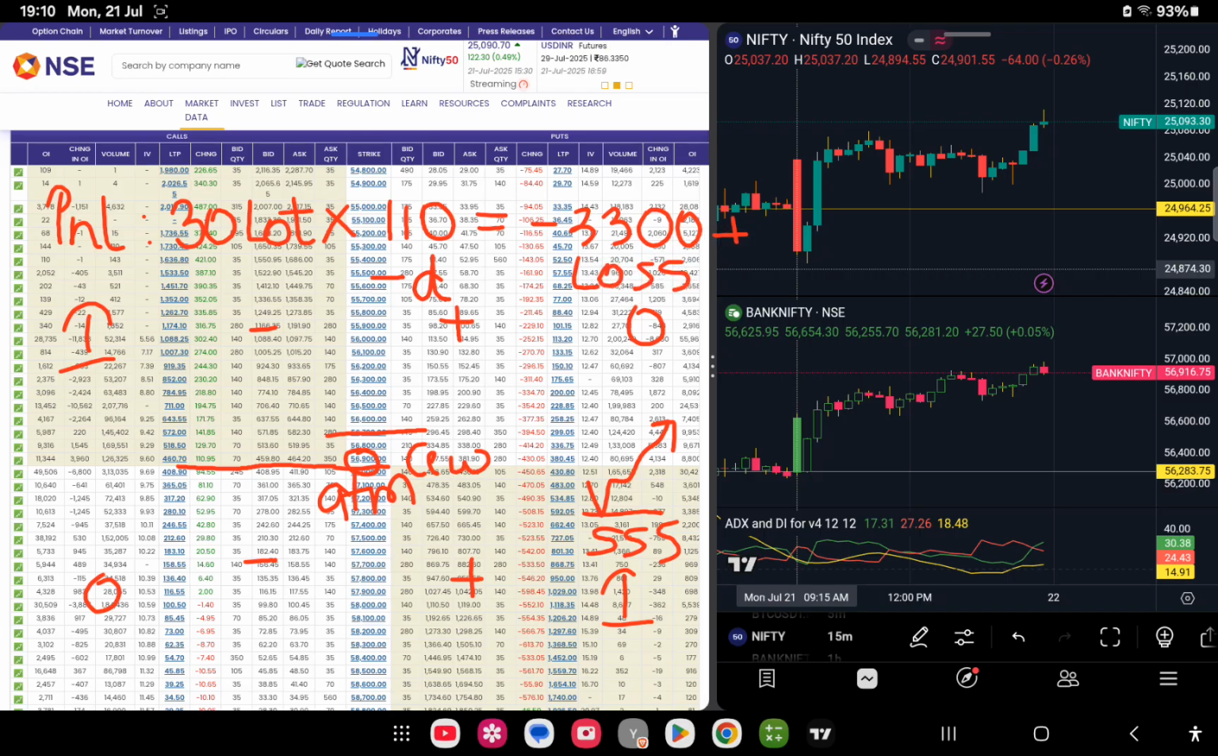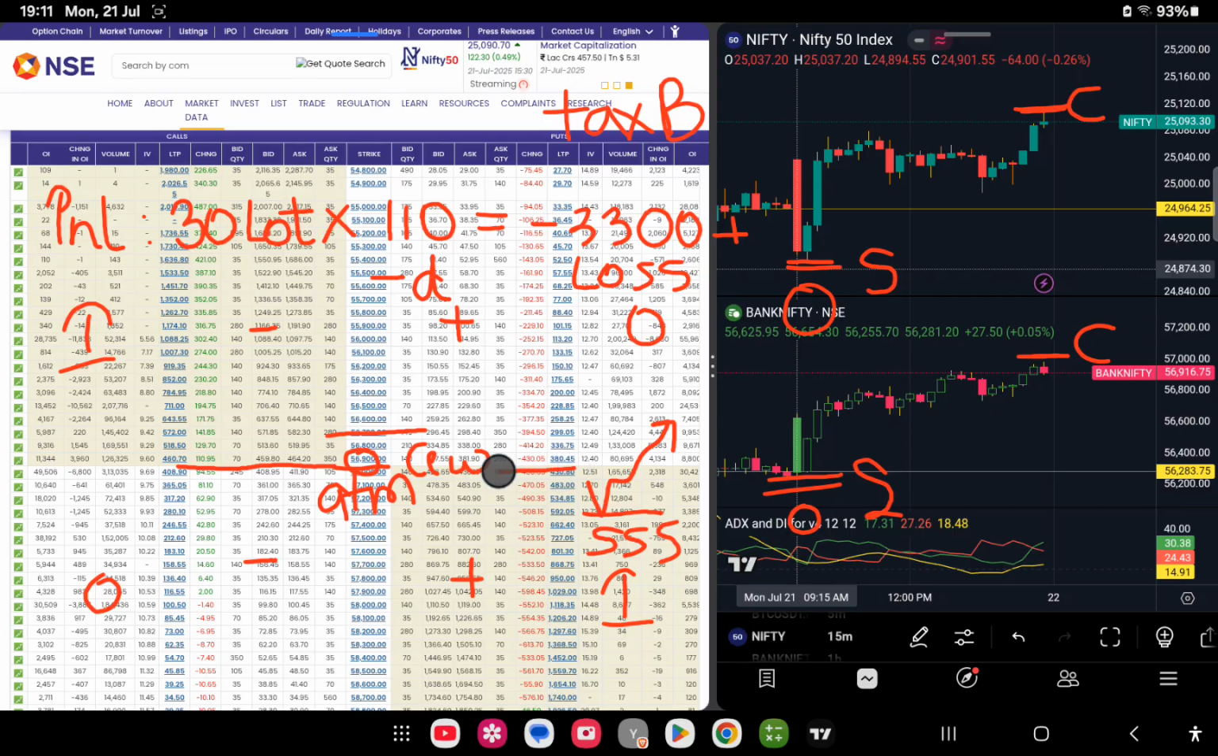plus tax and brokerage. Why? Because the market was taking support here, and then the close was way up from the open. That's why you are facing a loss here. But on the flip side, this was on the profitable side. So you could see 460 and you can do the same maths.